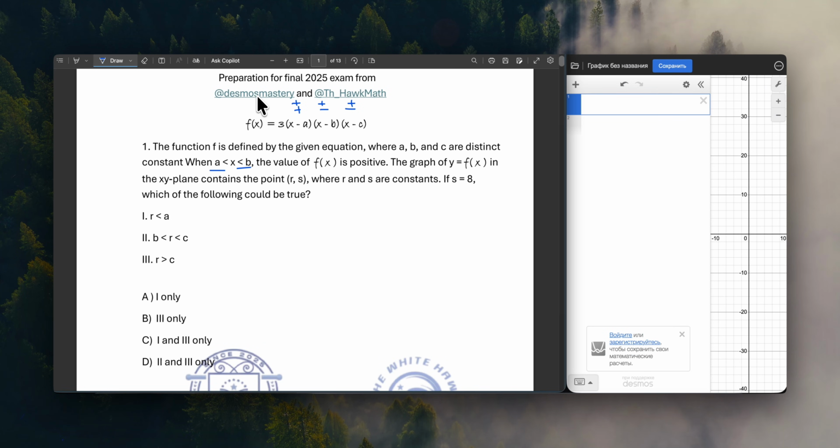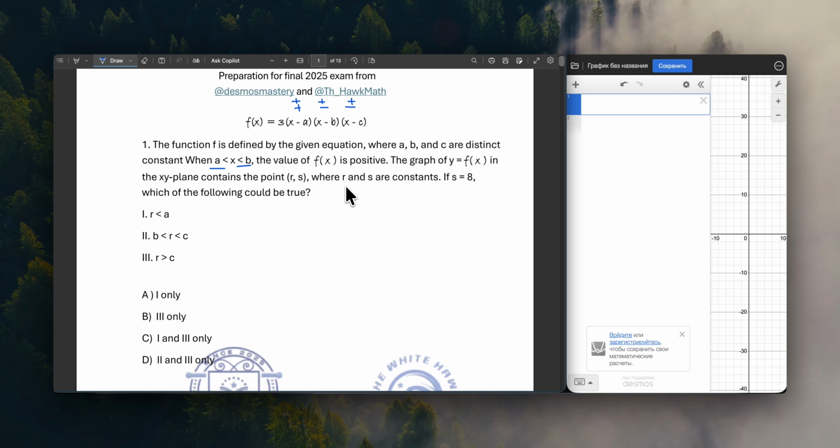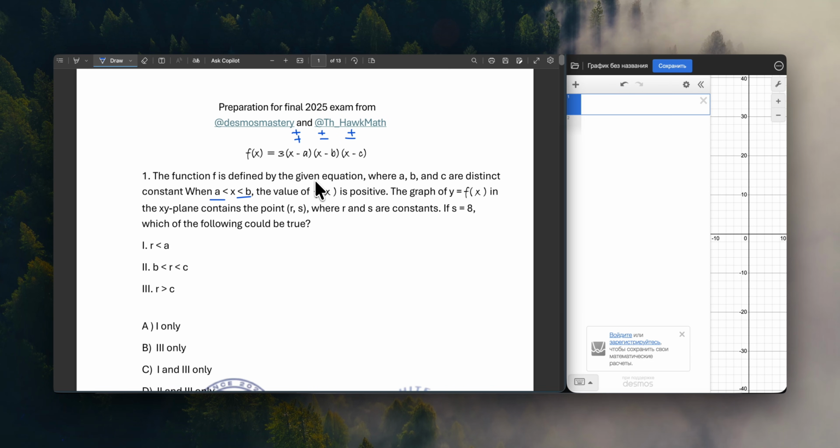Hello everyone. Today we are solving preparation for the final, its prediction for December. We have good friends from Desmos Mastery and the Hope Math who prepared these 31, if I'm not mistaken, problems. Today we are solving 22, like a real exam. So we have the first question.